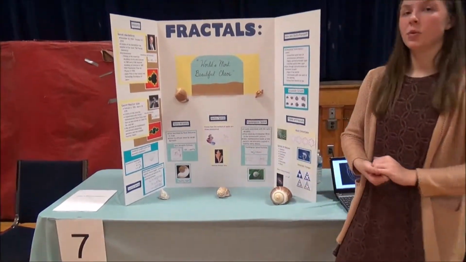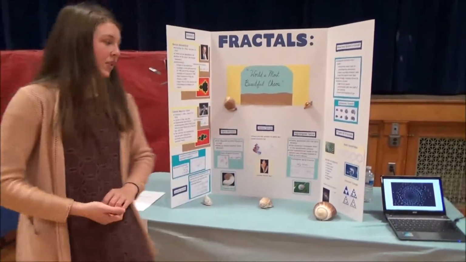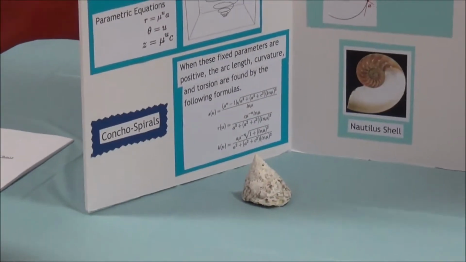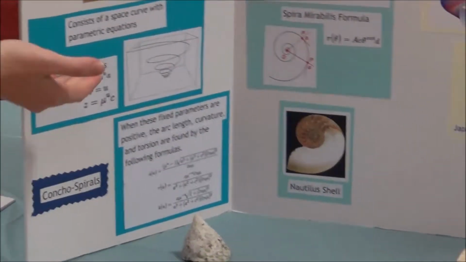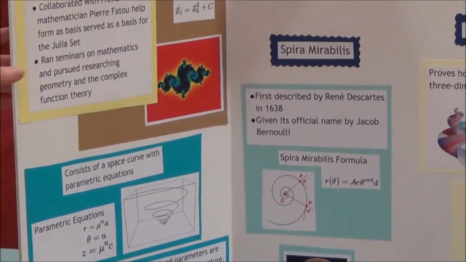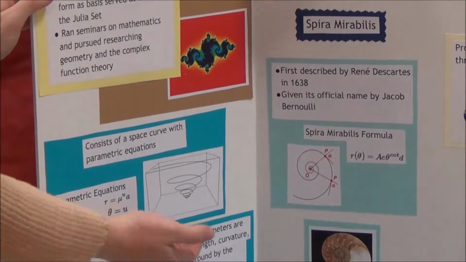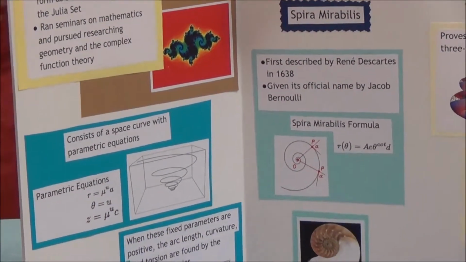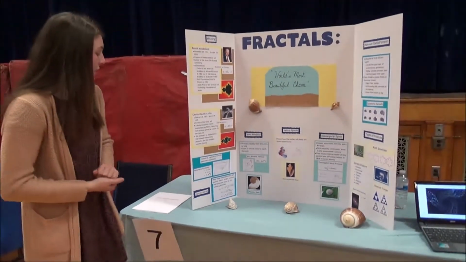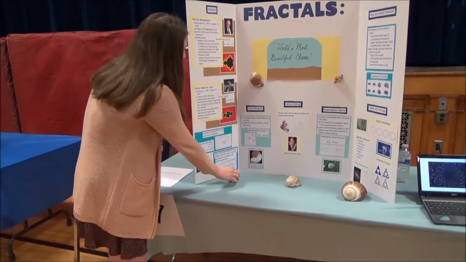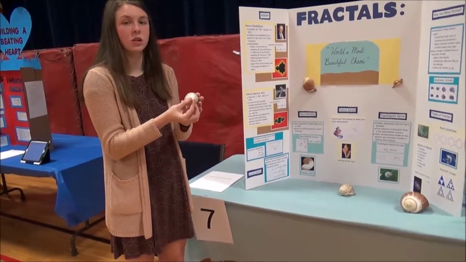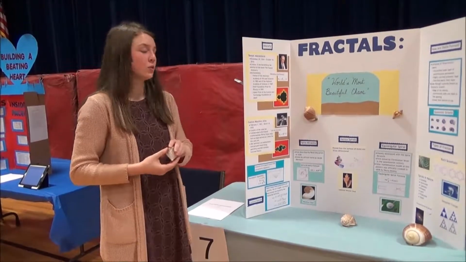The last type of spiral I'm going to be talking to you about today is the conchospiral. This type of spiral consists of a space curve with parametric equations, which are shown here. When the results of these parametric equations are positive, the torsion, curvature, and length can all be found here. When broken down into a mathematical diagram, the space curve can be shown here. A shell that represents this is shown here, again representing mnemonic growth as it continuously grows outward and adds new shell to its opening.